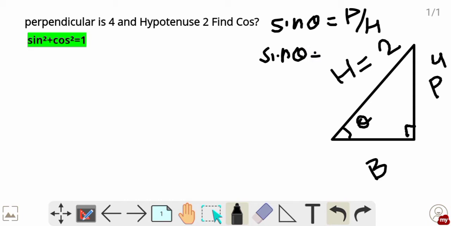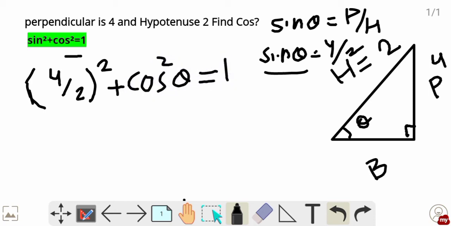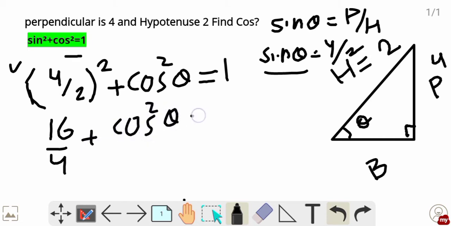It will become, perpendicular is given which is 4 and hypotenuse which is 4, which is 2. So we can get the cos value by using this formula. So put the sine value here. Sine value here, we can calculate cos value: (4 divided by 2) whole square plus cos square theta is equal to 1. So when we solve this one, it will become 16 divided by 4 plus cos square theta is equal to 1.